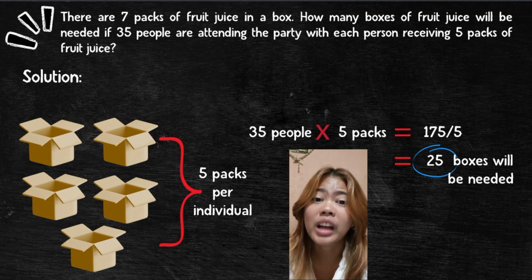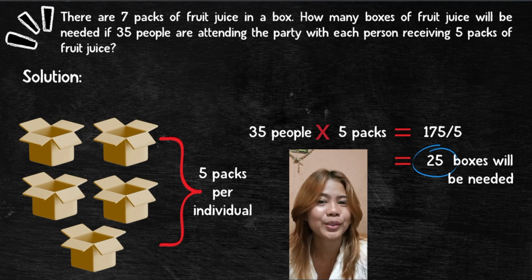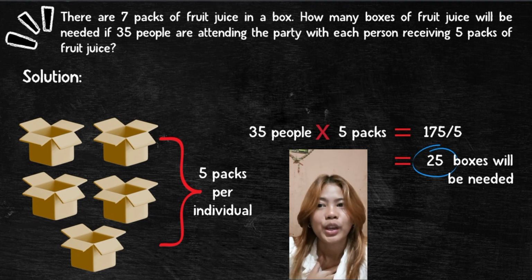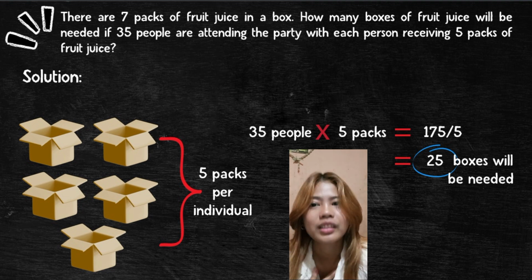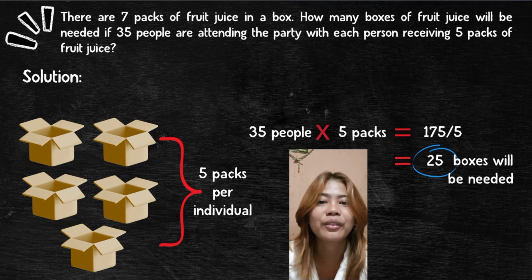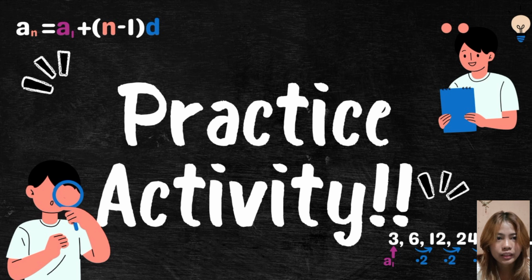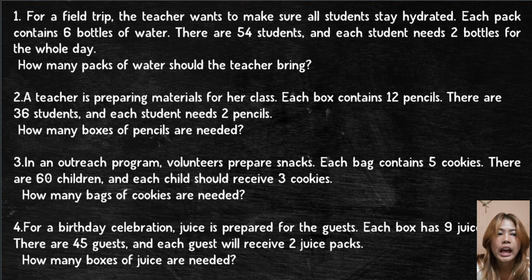Okay, so now if you got the correct answer to the two problems, you did a great job. You did amazing work solving the problem step by step. You were able to understand the situation, use the right operation, and arrive at the correct answer. To master your solving skills, here's a practice activity. You will answer 4 problems to help you improve and become more confident in solving real life situations. Take your time, think carefully, and enjoy solving.